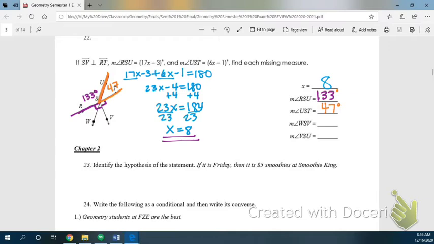Next, they ask for WSV. This one is a little bit challenging. Notice that you have vertical angles here. So if this one was 47, this one is also going to be 47, which is not what they're looking for yet anyway. They're asking us for this angle right here, WSV. But I knew that this entire angle was 90. So if I take 90 minus 47, I'll get the value of WSV, which is 43.